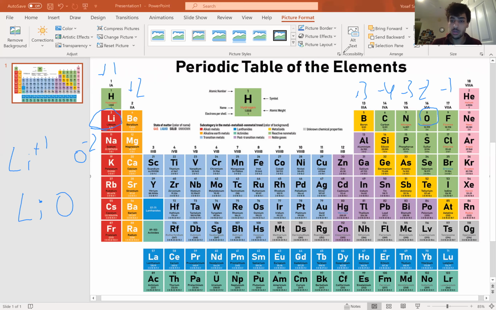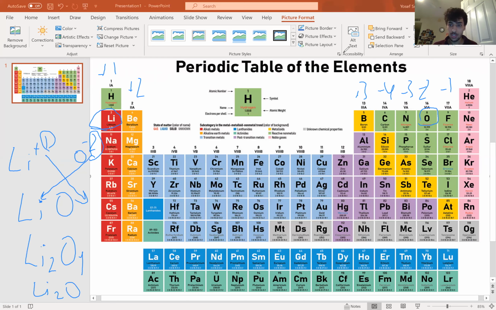Now, an easy method to use is the cross method. So the 2 goes here, the 1 goes here. You do not care about the charge, and you just put that number, the magnitude of the number, as a subscript. So we're going to have Li2, that's going to be the subscript, O1. Now, 1 does not need to be indicated, so that's just Li2O.